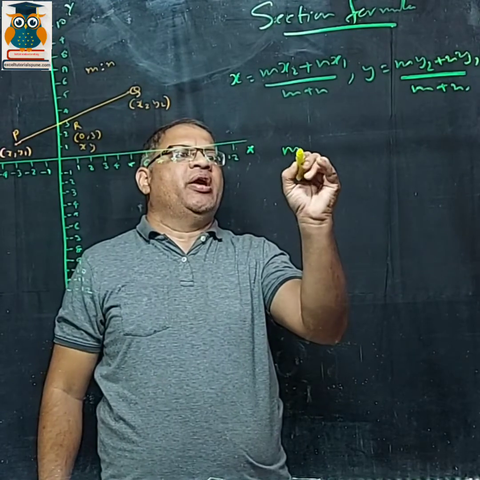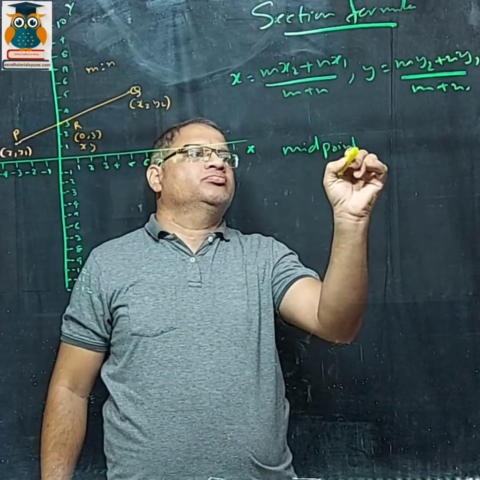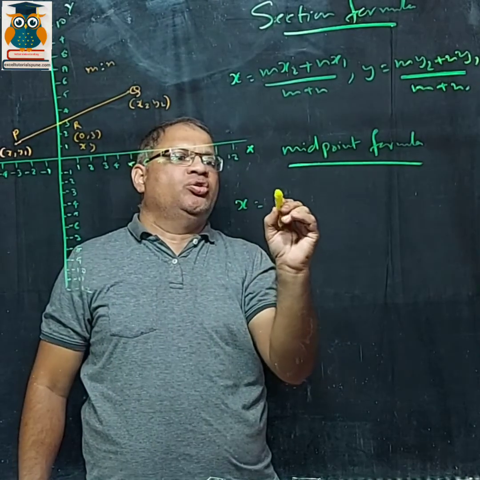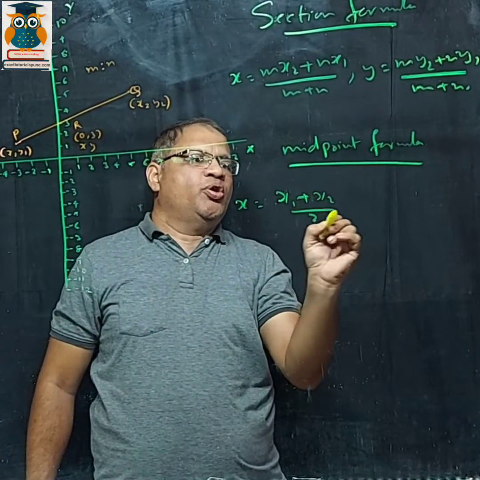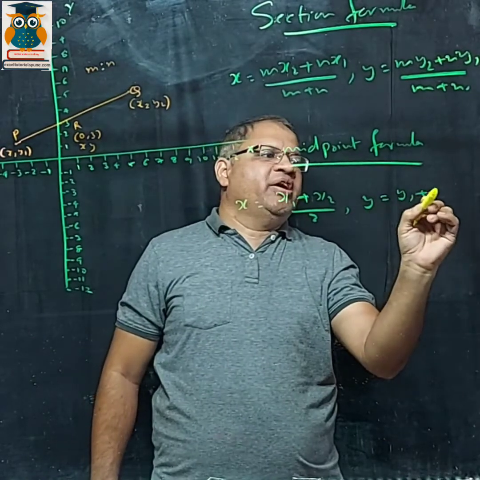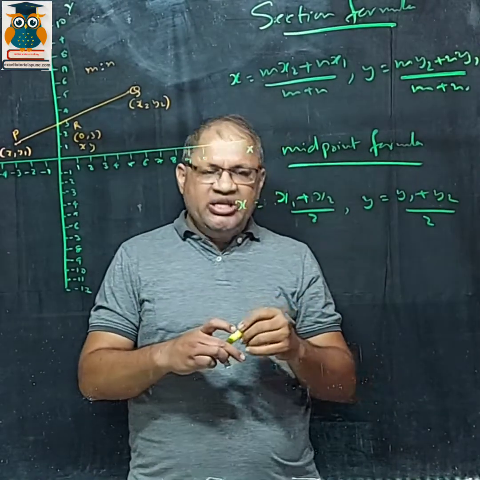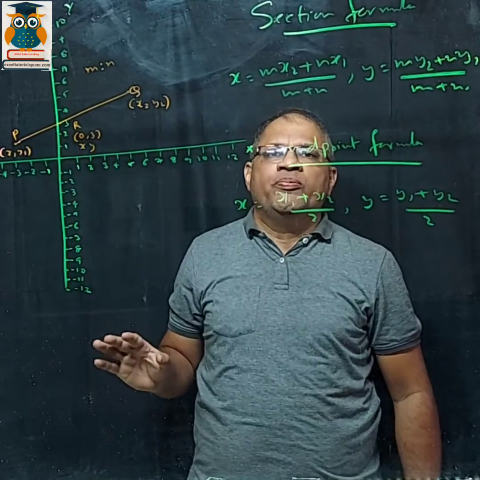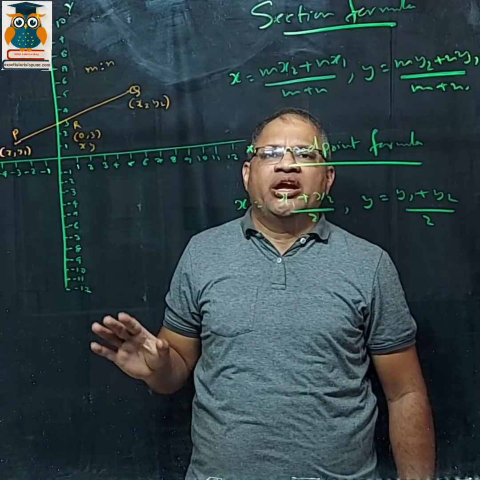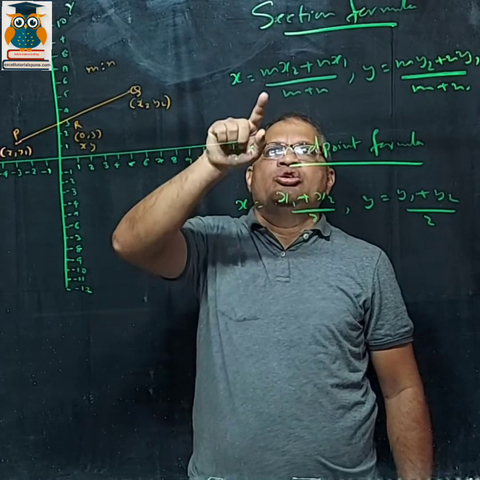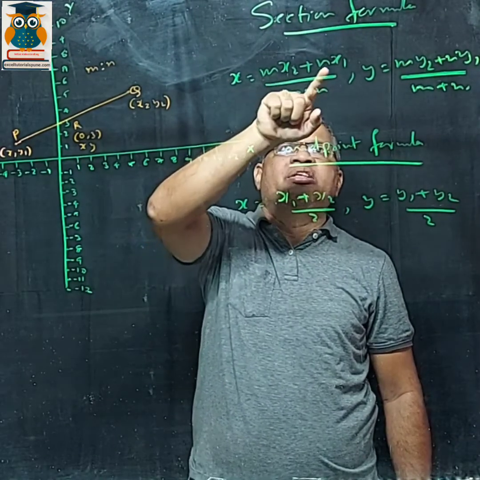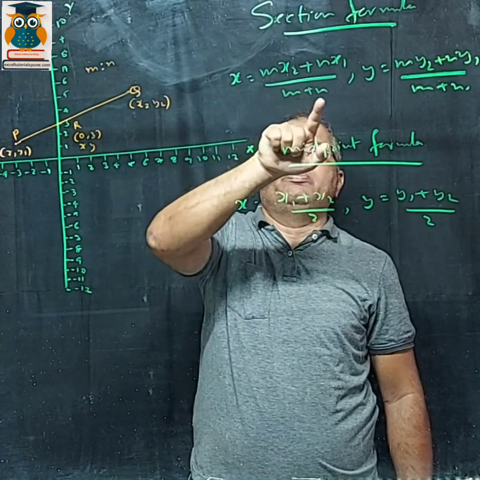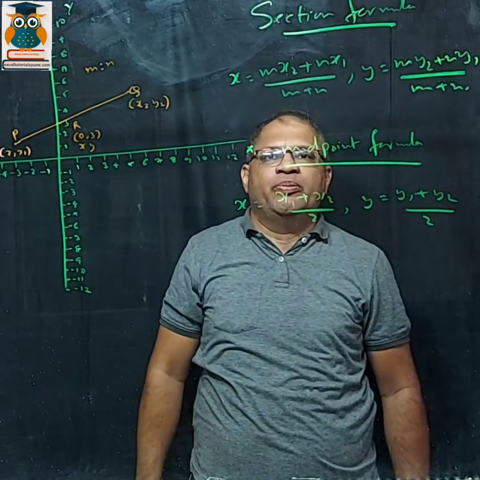Now the midpoint formula. So what is the midpoint formula? x is equal to (x1 plus x2) upon 2, y is equal to (y1 plus y2) upon 2. Now when is the midpoint formula taken? Supposing R divides PQ in the ratio 1:1, that is m:n is 1:1. So instead of m put 1 and instead of n you put 1. So (x2 plus x1) upon (1 plus 1), which is 2. So that's how you get the midpoint formula.